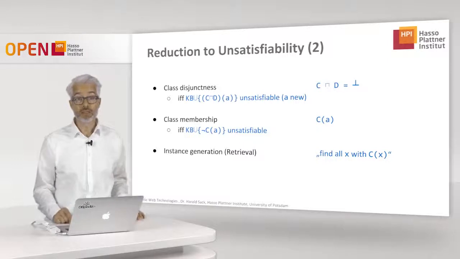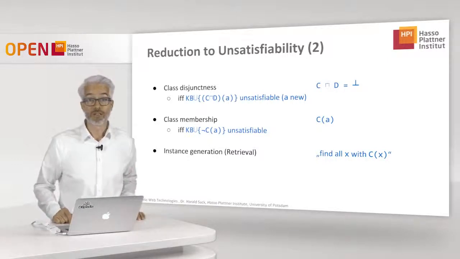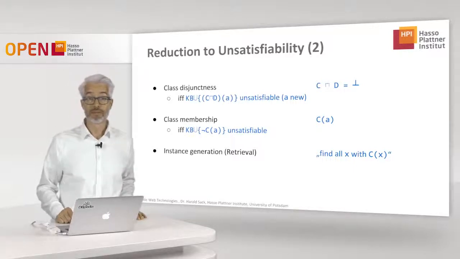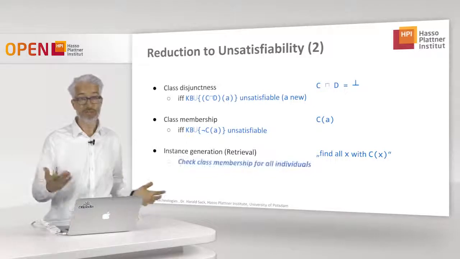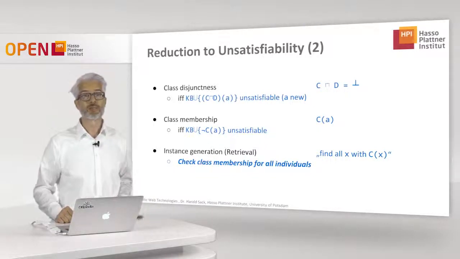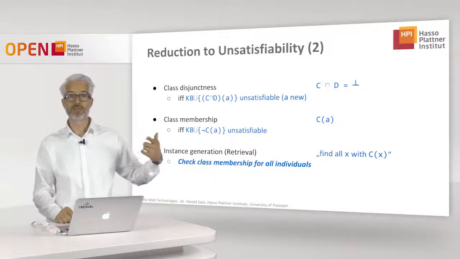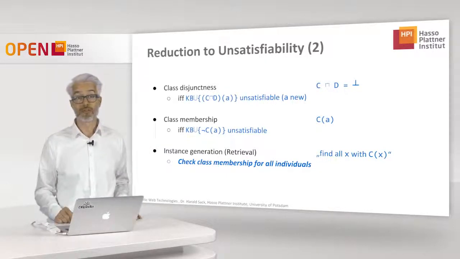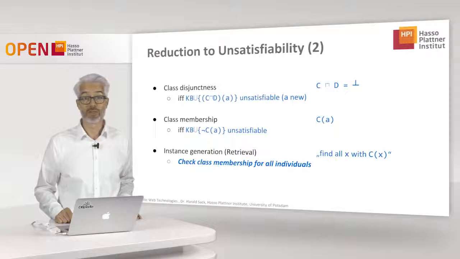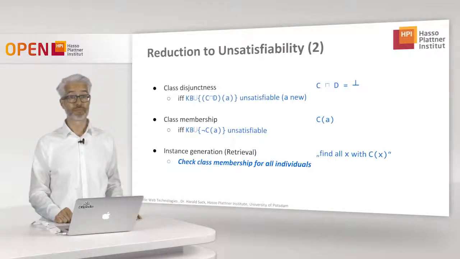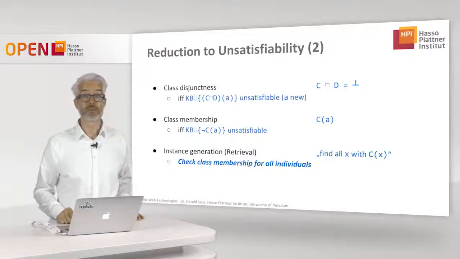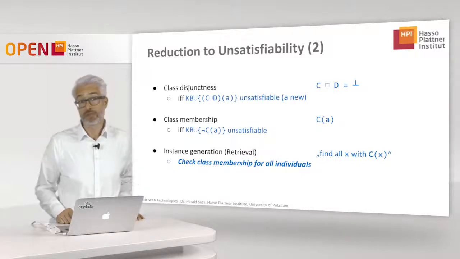And then for instance generation, so find all individuals which are members of the class C. This is quite easy. So for each individual X, you have to do a class membership test like we did just before. And then we can make an extension of a class like that. So we can find all individuals which are members of a class. This might take a while, so this is not necessarily a trivial procedure, but you see it works.